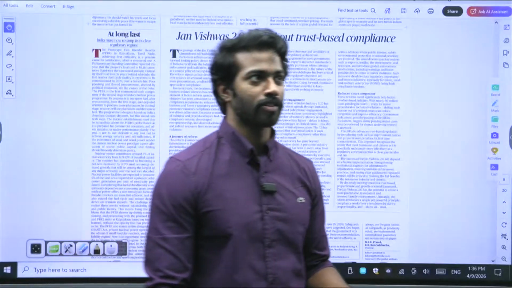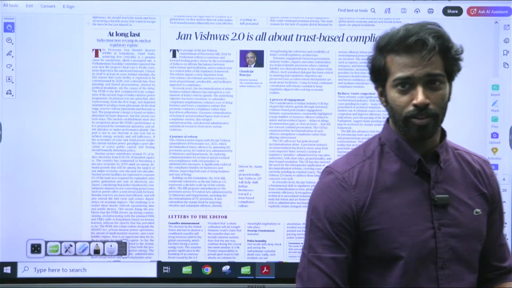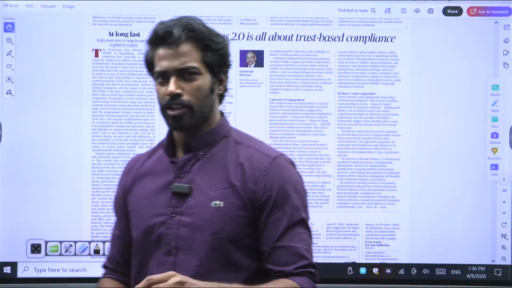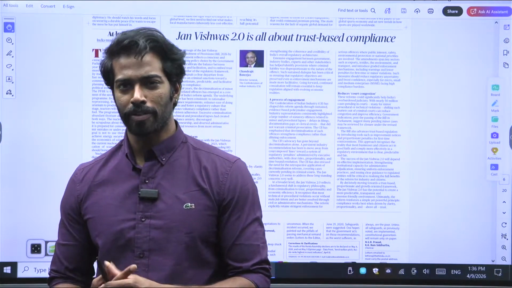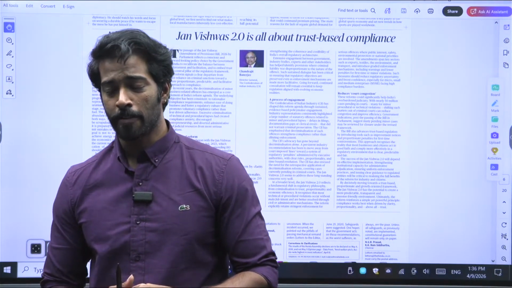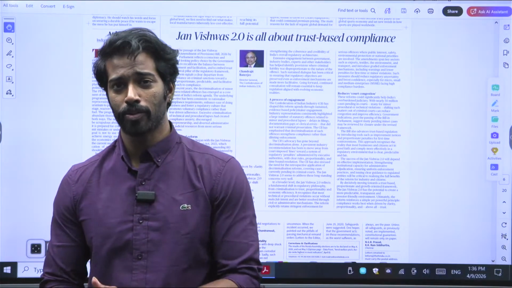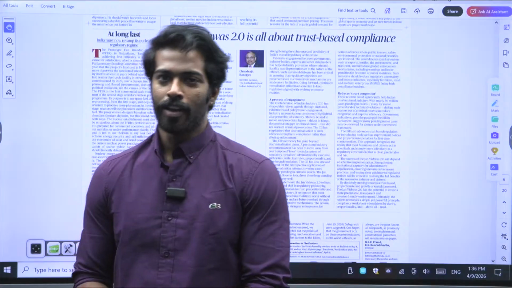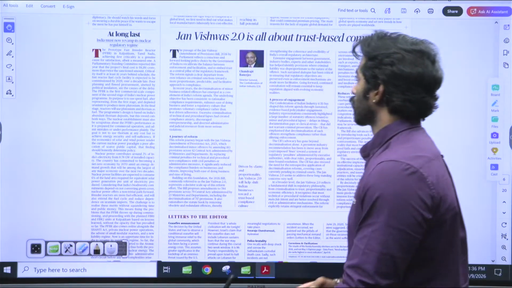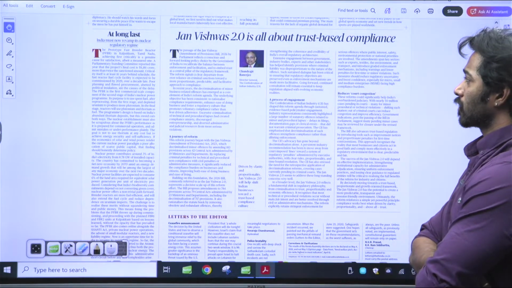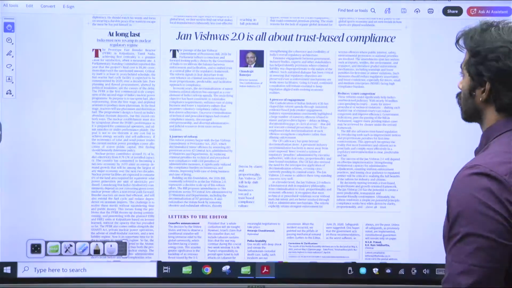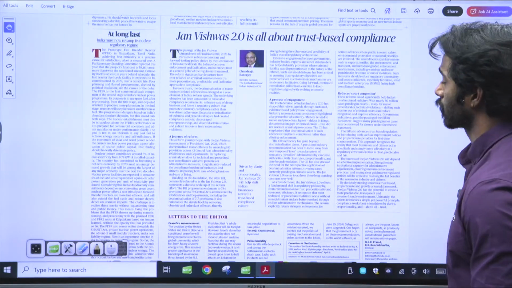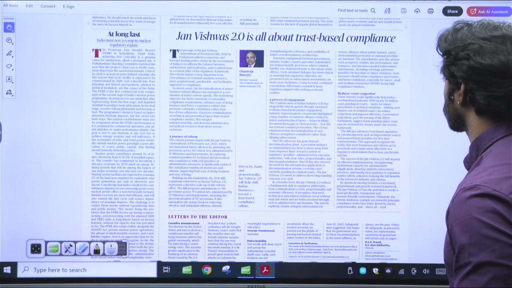I guess previously it was present in the other pages of the newspaper. The important news would be present, but in the current times, I guess there's a lot of politics compared to important information for examinations. So let us see what is present in this particular editorial. It says Jan Vishwas bill is all about trust-based compliances. Right? It says Jan Vishwas 2.0 is all about trust-based compliance.